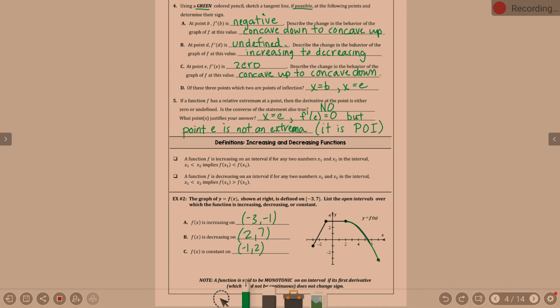A word down here, I'll be honest, I was not familiar with this word, monotonic. Monotonic is mentioned down there, and that's when a function's first derivative does not change sign. So that means it's either always increasing or always decreasing is what your graph is doing.